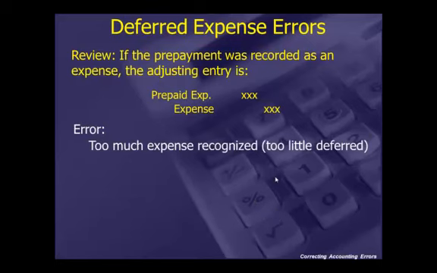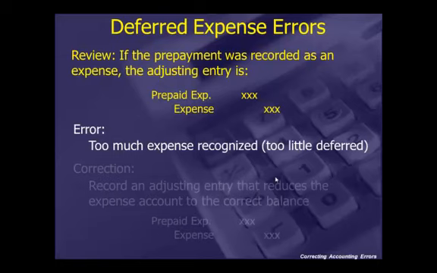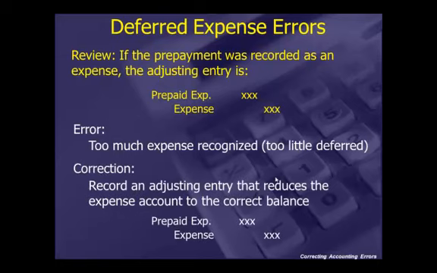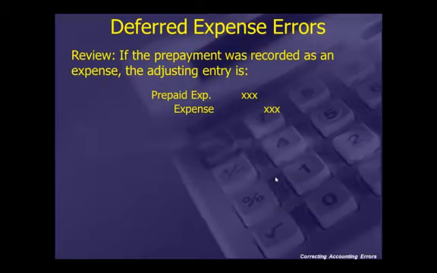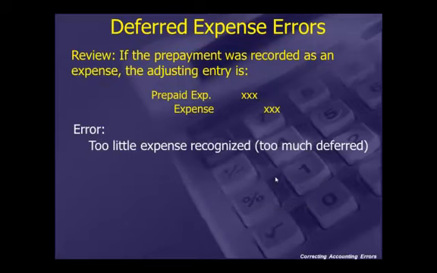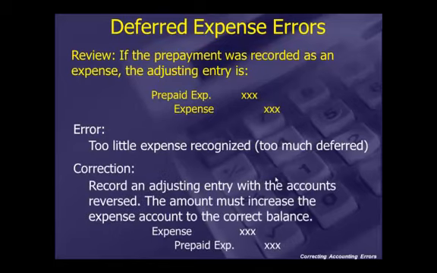Too much expense recognized, too little deferred. The correction is to debit prepaid expense and credit expense for the additional amounts. Too little expense recognized, where we have too much deferred, then we would need to reverse the accounts, debit expense, credit prepaid expense by the additional amount.